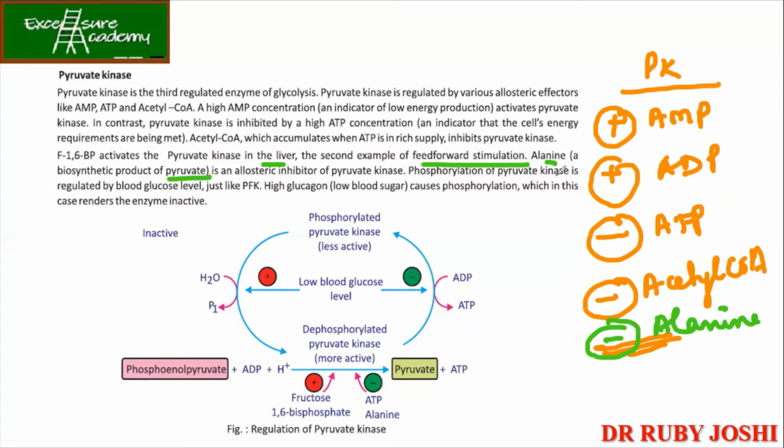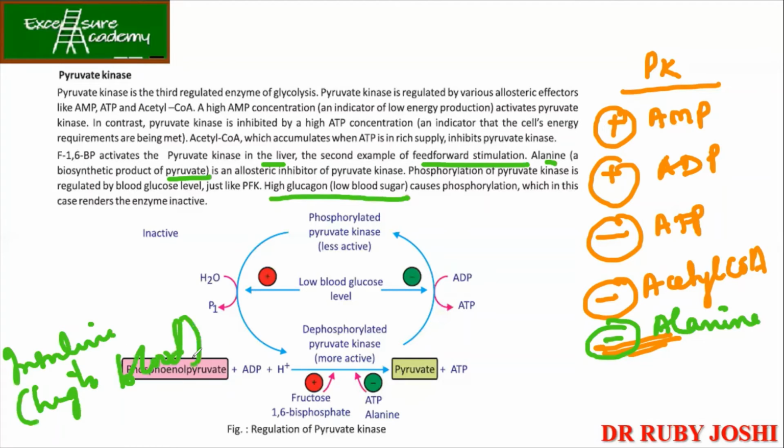Phosphorylation of pyruvate kinase is regulated by blood glucose level, just like PFK. So high glucagon level means low blood sugar, and insulin means high blood sugar. When you have more sugar in the blood, only then is insulin released. When you have low blood sugar, glucagon is released. So high glucagon causes phosphorylation, which in this case inactivates the enzyme. The regulation is at the substrate level. So these substrates are actually helping in regulating the enzyme.